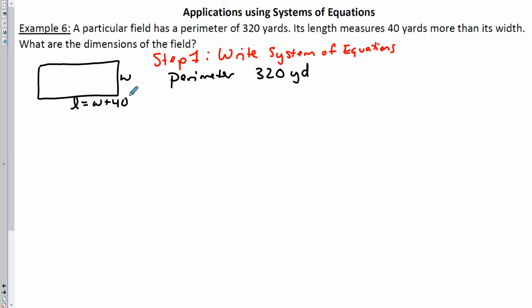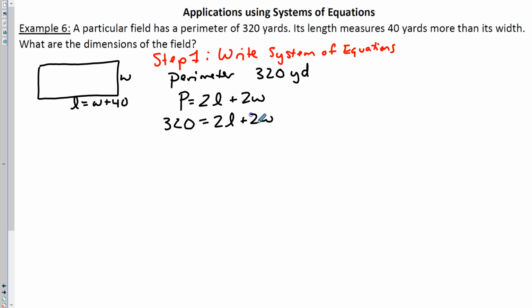So I already generated one equation with this length that we created. That will be one of our equations. But I also need to include information on the perimeter. Well, I'm lucky because rectangles do have specific formulas for the perimeter. I could look up the perimeter formula for a rectangle. Perimeter is 2 lengths added with 2 widths. And I do know the perimeter is 320.